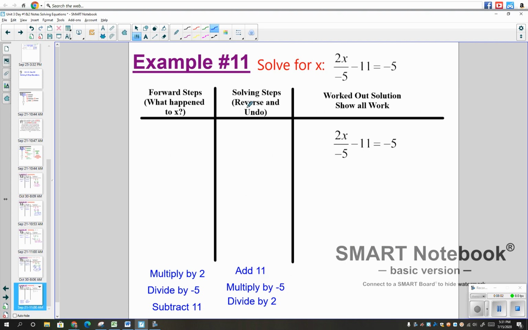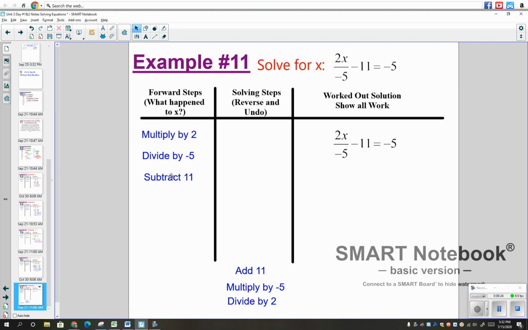And the last example for today. Solve 2x divided by negative 5 minus 11 equals negative 5 for x. What am I doing to x? What are my forward steps? I'm starting out with x. I am multiplying it by 2. Then I am dividing it by negative 5, then subtracting 11. Well, notice here I actually have 3 steps. So I do have an extra step in this one.